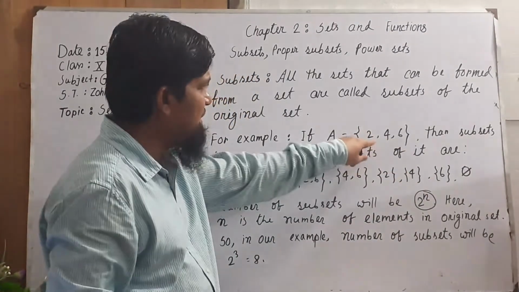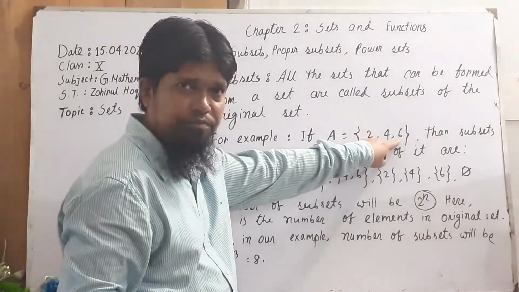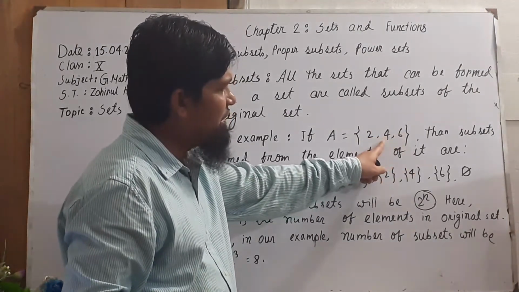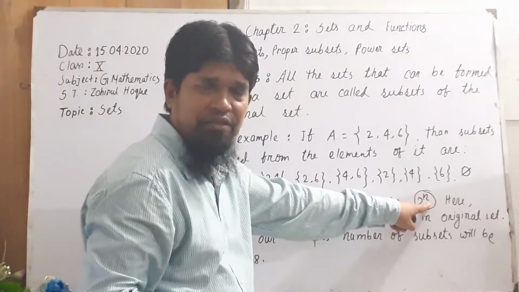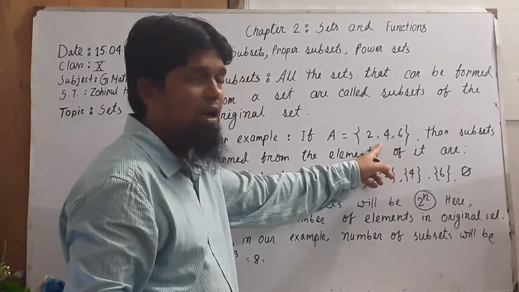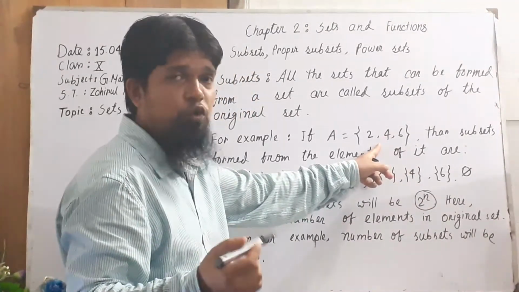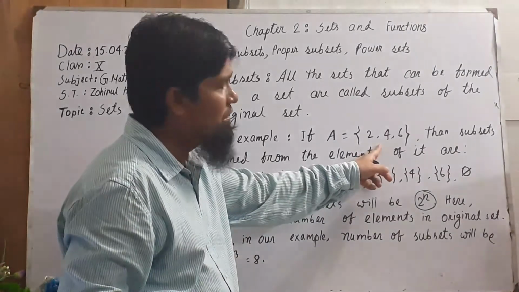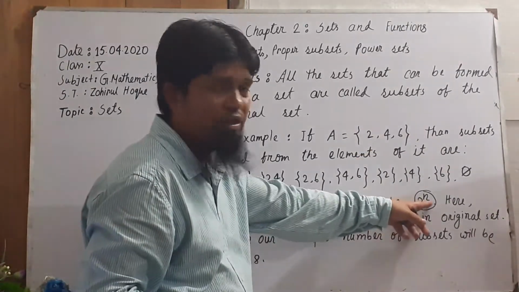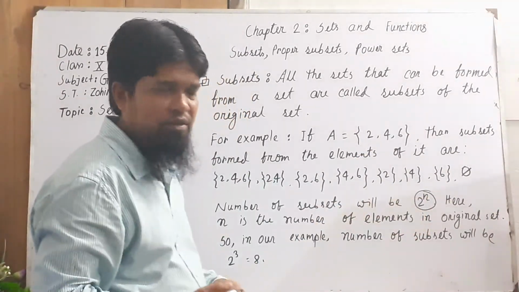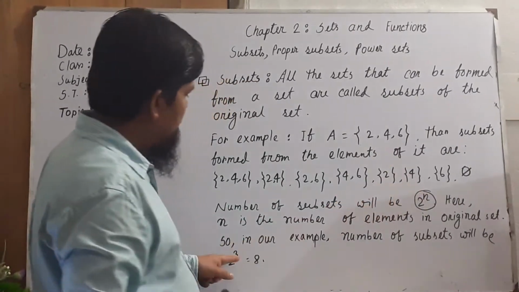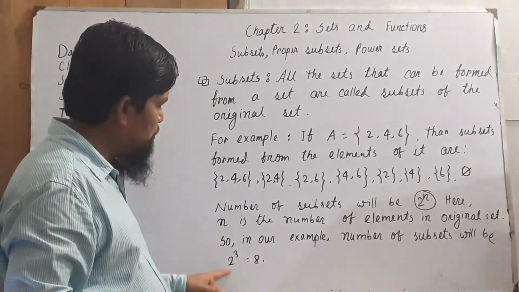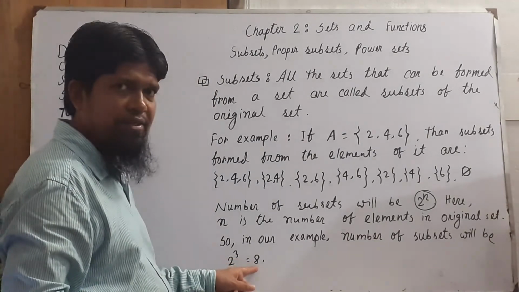So in the original set we have 3 elements, so the value of n will be 3 here. If there were 4, 5 or more elements, then we would use that value for n accordingly. Since we have 3 elements here, we will use 3 instead of n. So 2 to the power 3 equals 8.